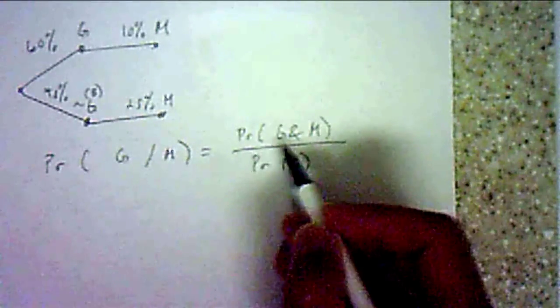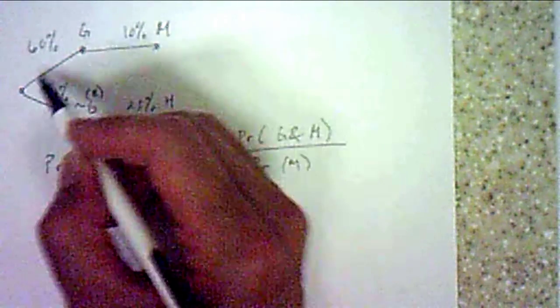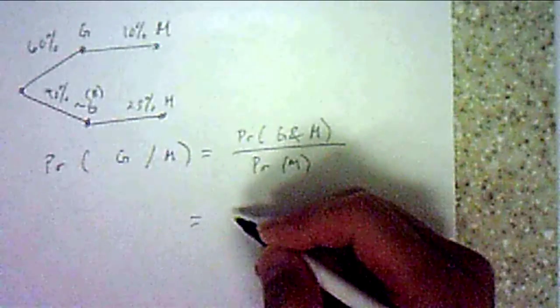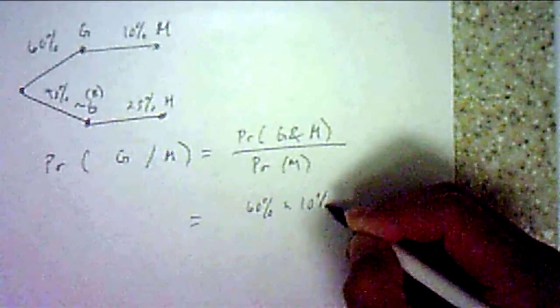And now you just read this off of the diagram. What does that equal? Well, what's P(G and M)? What's G and M? It's basically this first branch. So it's 60% times 10%.